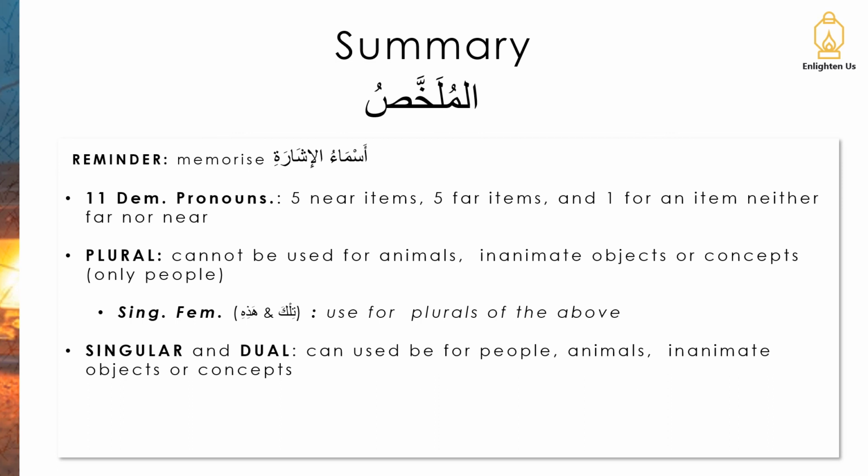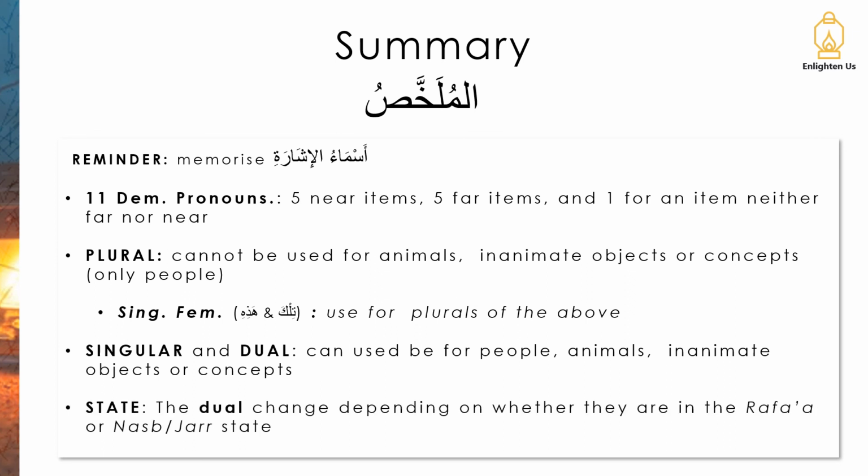The singular and dual, however, can be used for people, can be used for animals, can be used for inanimate objects and concepts. And lastly, a comment on state, the jewel changes depending on what state it's in. So it looks one way in Rafa and it looks a different way in Nasab and Jar. And again, memorize that, learn that.